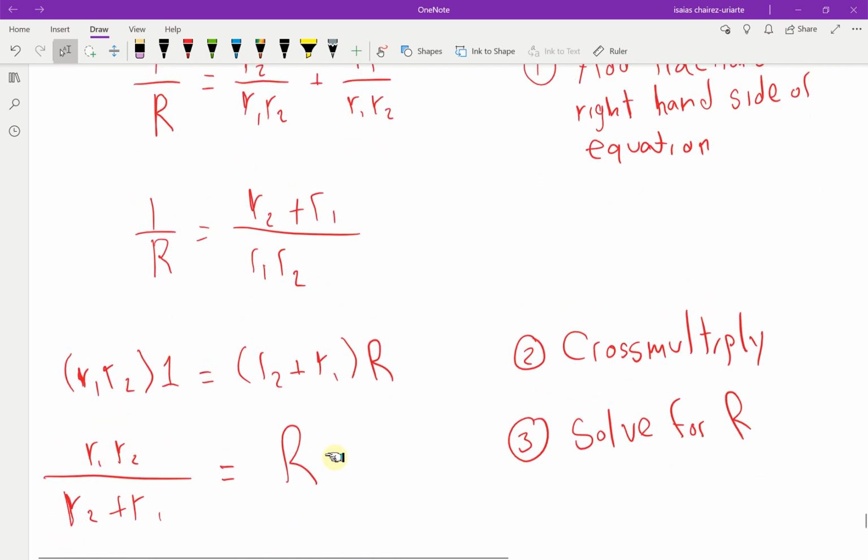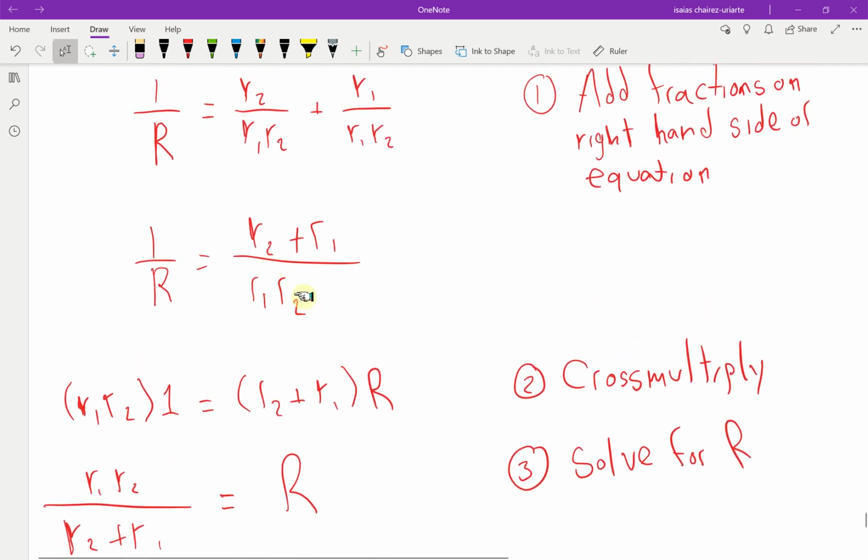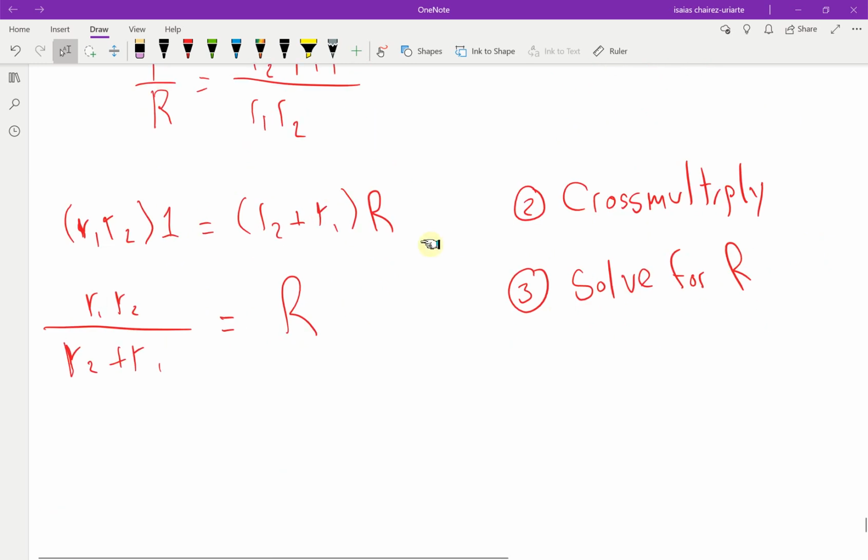And now I'm going to cross multiply. So I'm going to multiply this denominator times 1, and r, capital R, I'm going to multiply it times this sum. So I cross multiplied. And then the last thing is to solve for r. So I'm going to divide both sides by that sum. And that is it. I have solved for r.